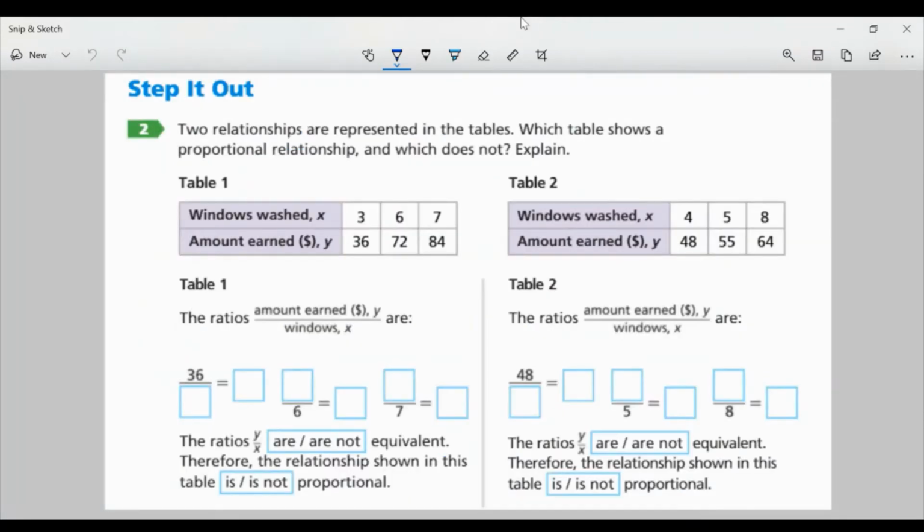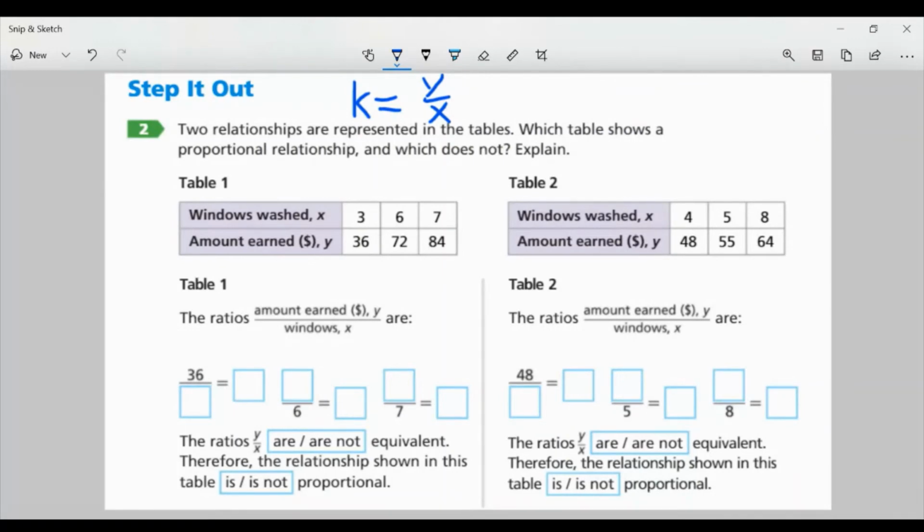All right, so let's look at page 13. Task 2. Two relationships are represented in the tables. Which table shows a proportional relationship and which does not? Explain. So in this case, we want to find the unit rate or the constant of proportionality, right? So we want to know what K is. Now K is always Y over X. Okay, that's our constant of proportionality.